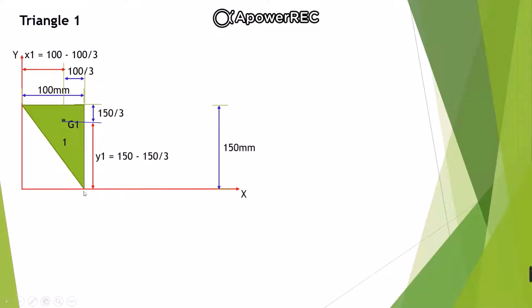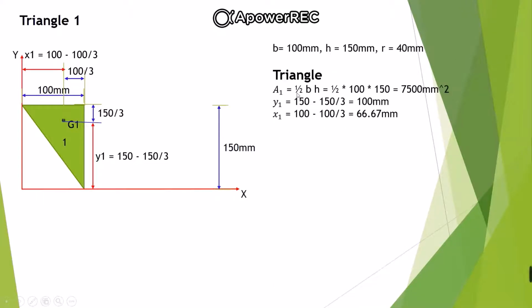Similarly, you can find the distance of G1 from the x-axis. We know the total height is 150, so 150 minus this distance 150 by 3. So that is y1. For the triangle, area will be half into base into height, which is equal to half into 100 into 150, that is 7500 mm square. y1 will be 150 minus 150 by 3, which is equal to 100 mm, and x1 will be 100 minus 100 by 3.